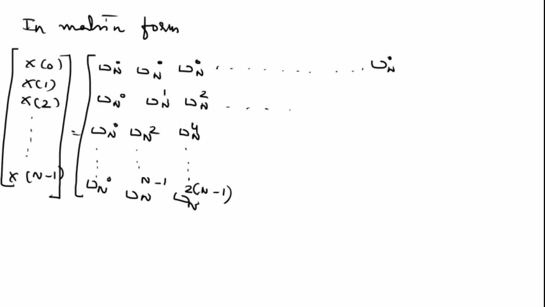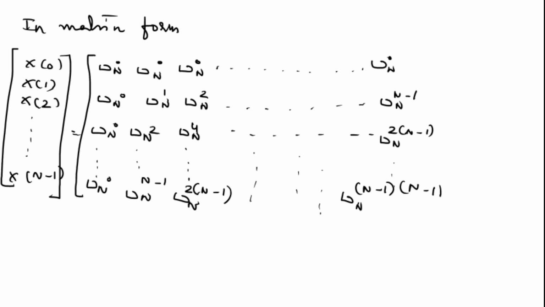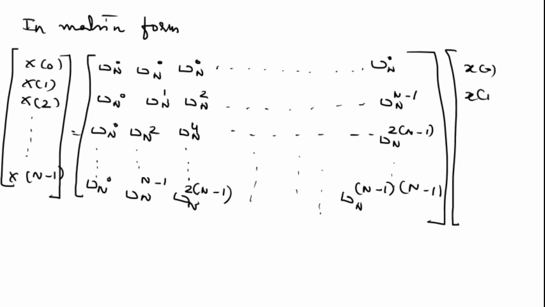So we get N number of rows, the last being omega N of 0, omega N of N minus 1, omega N of 2 into (N minus 1), up to the last value omega N of (N minus 1) into (N minus 1), multiplied by x(0), x(1), x(2), so on up to x(N minus 1).